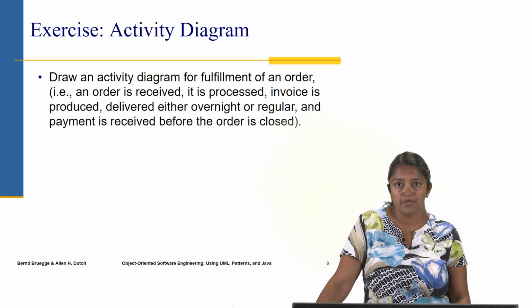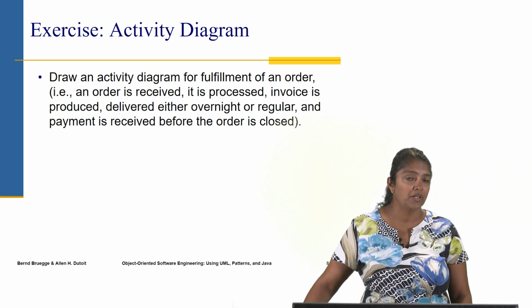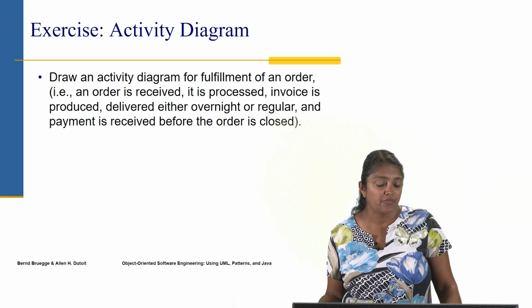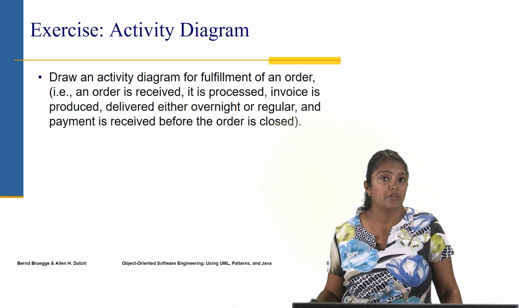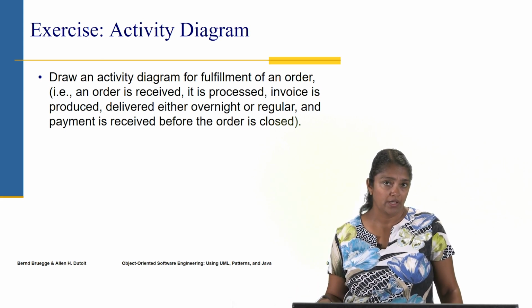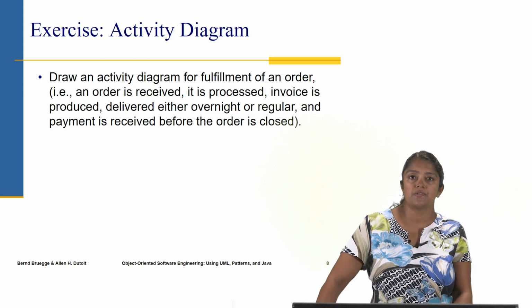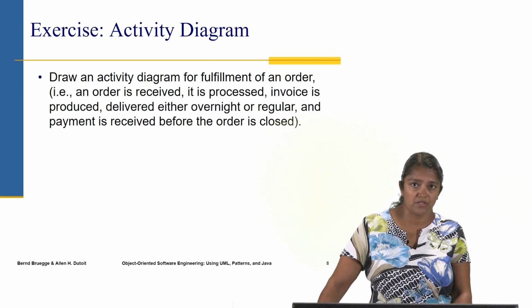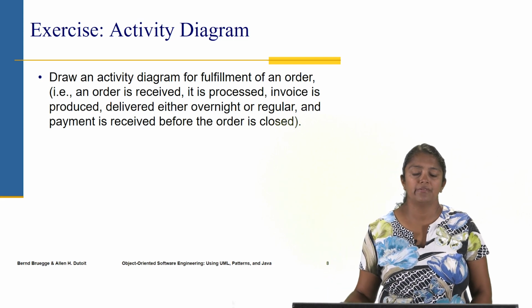An invoice is produced. So by processing, what I mean is: is it available? Is a sufficient amount available? That kind of processing is done, and if it is, then the invoice is produced, and then it is delivered either using overnight or regular shipping based on what was chosen. And then the payment is received before the order is closed. So this is more like a business-to-business transaction, not a typical online shopping kind of transaction.